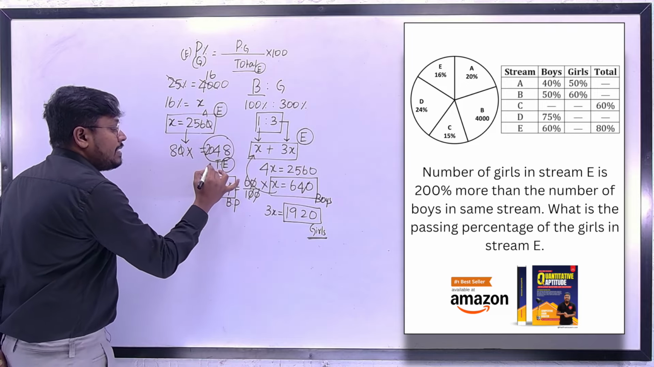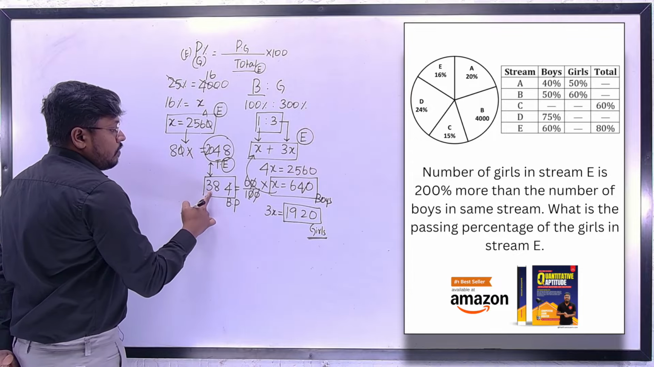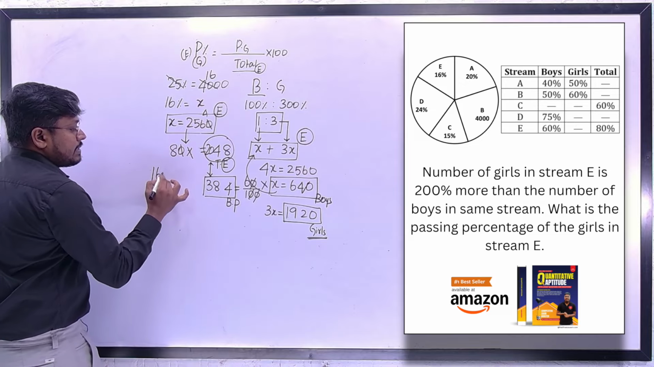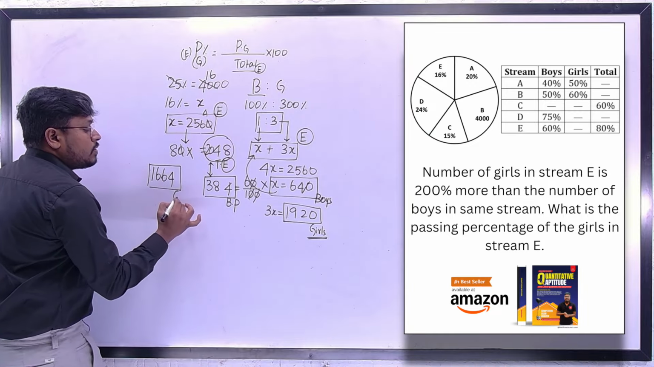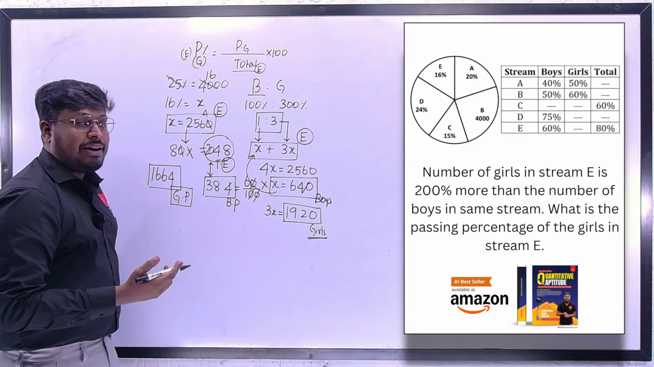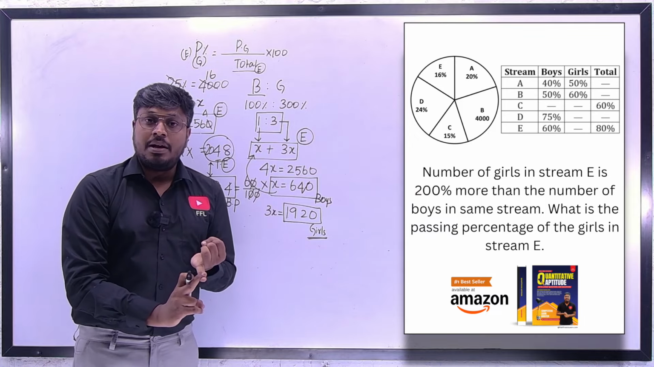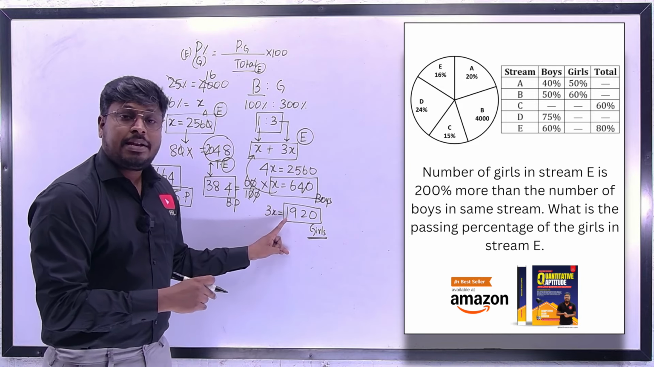So when you subtract these two values, 2048 minus 384, we get 1664. So 1664 will be the total girls passed. So finally we got both the values here. The total number of girls passed will be 1664 and the total number of girls in the stream is 1920.